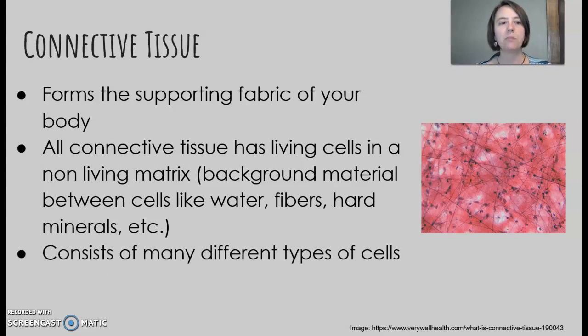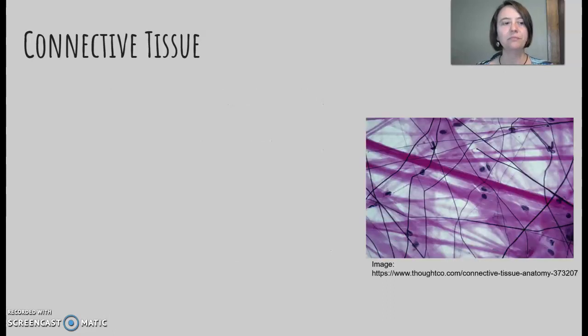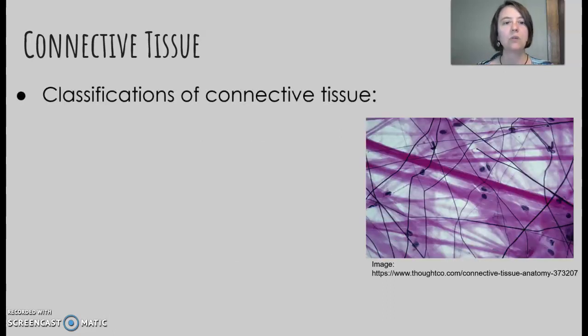And this type of tissue is the most diverse of all four of the different types of tissue. And there are many different types of cells that are considered connective tissue. And it's found everywhere in your body. So much so that if you got rid of the epithelial tissue, the muscle tissue, and the nervous tissue, you could still see everything in your body. So, how are we going to classify all these different types of connective tissue?